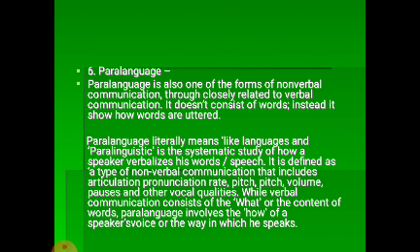What is involved is articulation, your rate, your pitch, your volume, the pauses which you are giving, and your vocal qualities. So in paralanguage, we have read how the words are uttered: your intonation, your pitch, the pauses while speaking, volume, and other vocal qualities. Verbal communication consists of what, or the content, words. In verbal communication we are dealing with the content, but in nonverbal communication we are dealing with how the words are uttered, how a speaker's voice or the way in which he speaks.